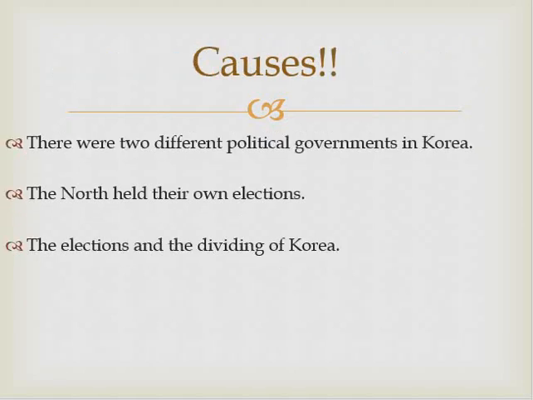We will be discussing a couple of causes. There were two different political governments in Korea, with communism in North Korea, and South Korea had an elected leader who was very unpopular, and the whole intention was to unify the whole of Korea. The North had their own election. The election and the dividing of Korea happened.